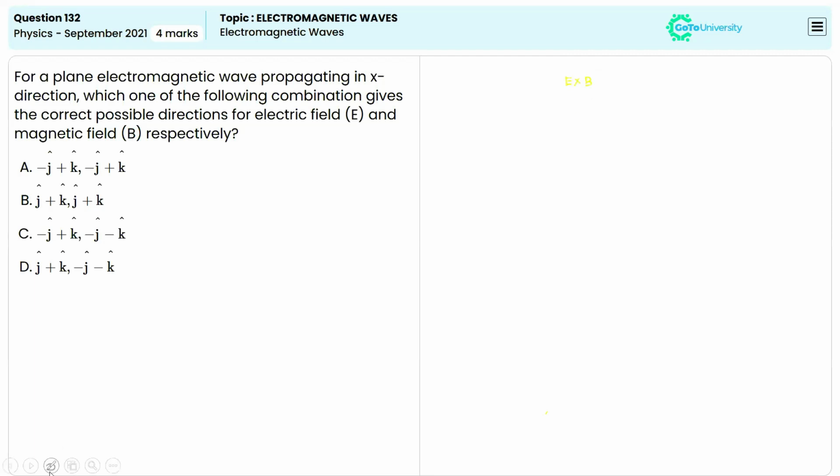Let me change my pen. So here we are going to calculate only the cross product of E and B. The direction of the propagation will be in the x-axis. It's known that. Let us check our given options.